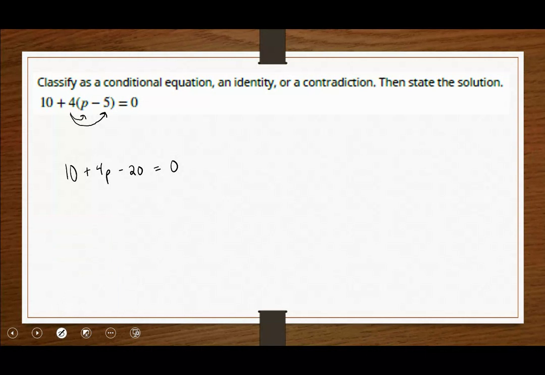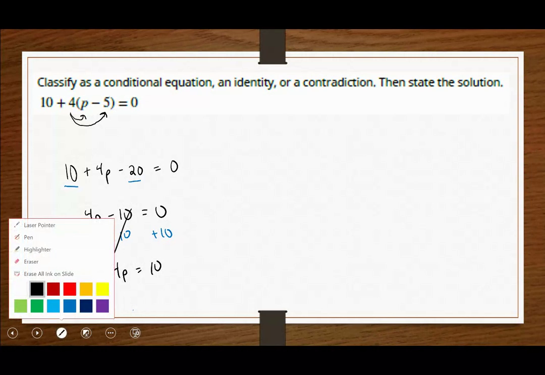I've got these constants now that we can combine. So 10 minus 20 should give me negative 10. Rearranging a bit, we get 4p minus 10 is equal to 0. All right, so I don't see any of the sort of oddness of the previous examples. What it looks to be in this case is that we'll end up with an actual solution at the end. So we get these canceling. I'm left with 4p is equal to 10.